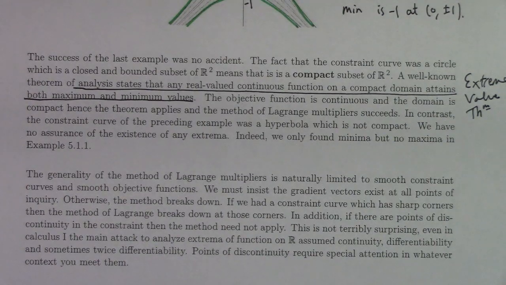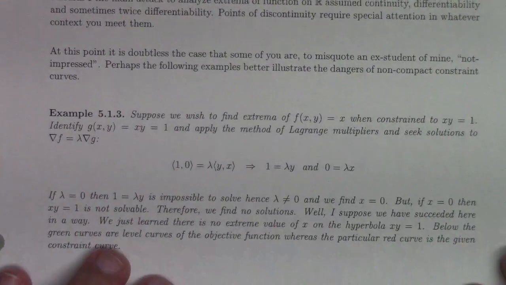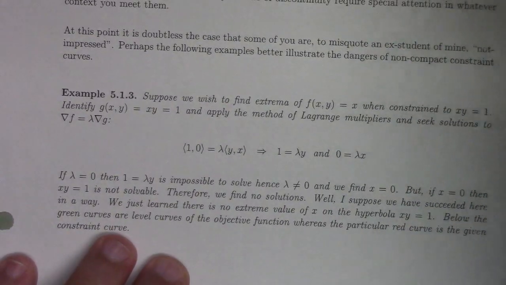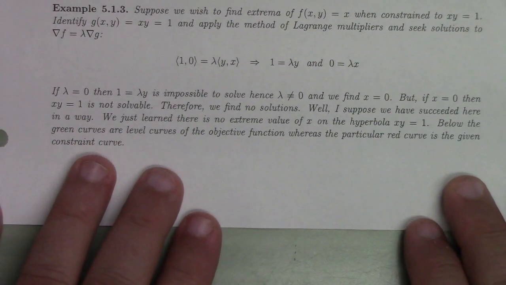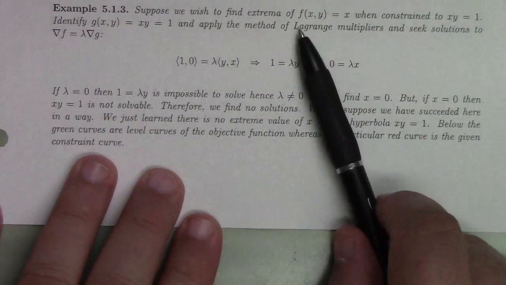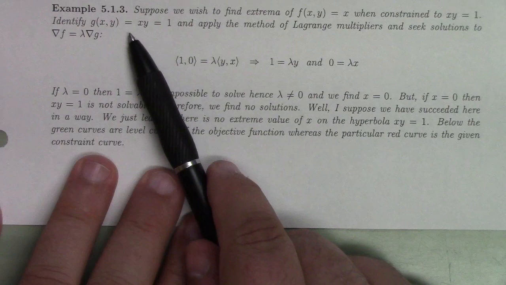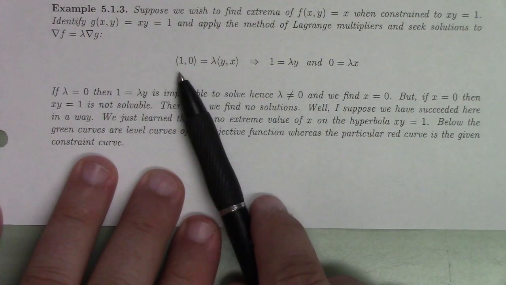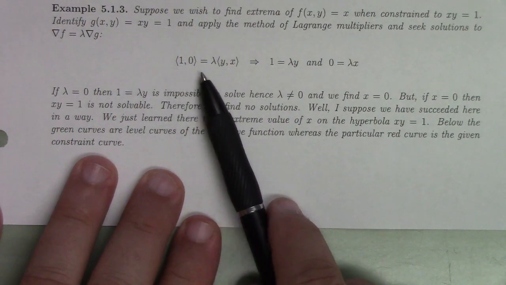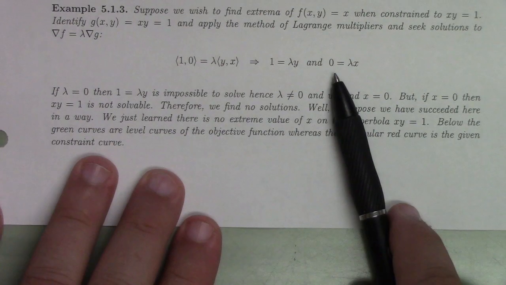All right, so another example. Suppose we want to find, and this is a very silly example, I warned that in advance, the extrema of f of x, y equal to x when constrained to xy equal to 1. So the method of Lagrange multipliers gives us that (1, 0) equals lambda times (y, x), which tells me 1 is equal to lambda y and 0 is equal to lambda x.